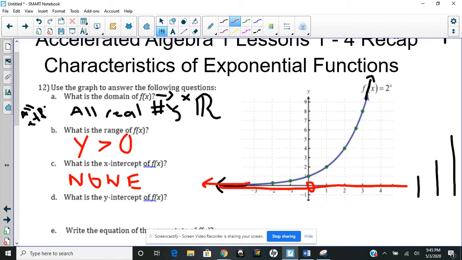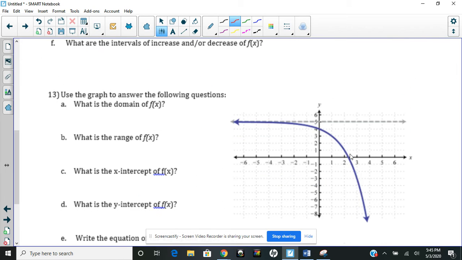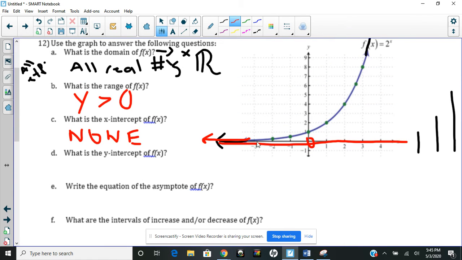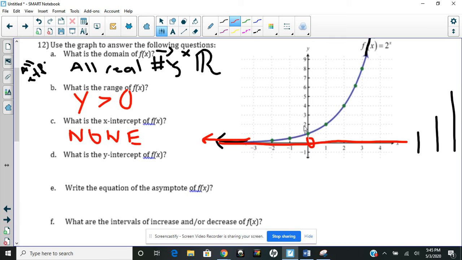A good trick is that if you cannot see the x-intercept, it's probably none as your answer. Because when we see an x-intercept on one of these, it's going to be really, really clear. Like in this one down here, it's going to be very clear that it crosses the x-axis. Here it's not so clear, and it does not hit it because of this line right here that we're going to talk about really soon. There's no x-intercept here. What is the y-intercept? So right here, I see a y-intercept.